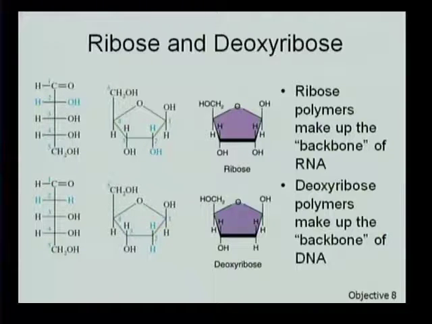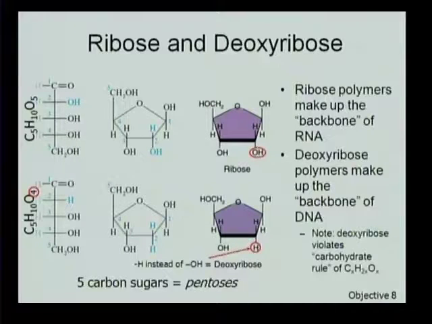Remember that RNA stands for ribonucleic acid. DNA stands for deoxyribonucleic acid. So there are 5 carbons in each of these, but in deoxyribose, where there should be a hydroxyl group, there's a hydrogen atom there, and so it's C5H10O4. That's the difference between ribose and deoxyribose, but it's all the difference in the world.